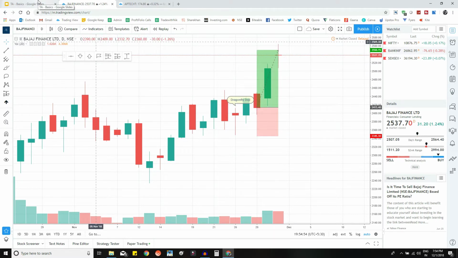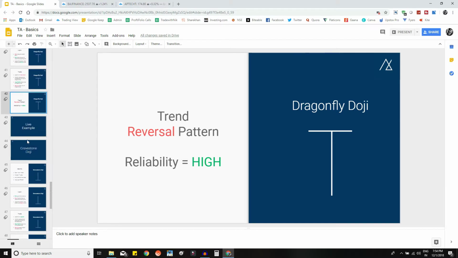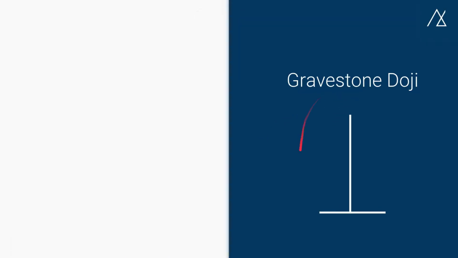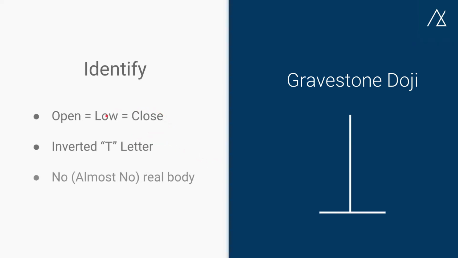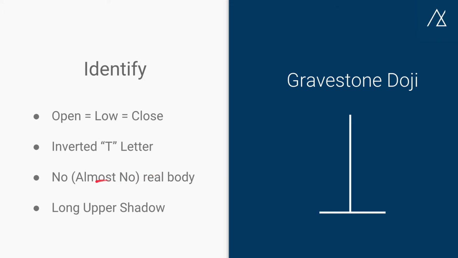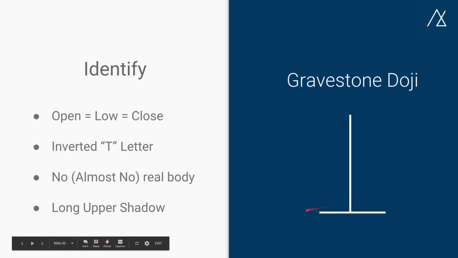Now let's move on to Gravestone Doji. Gravestone Doji, as you can see here, is totally opposite of Dragonfly Doji. How do we identify a Gravestone Doji? These are the few points: open equals low equals close. It is an inverted T-shaped candlestick pattern, and again in this there is almost no real body and there is a long upper shadow, right?